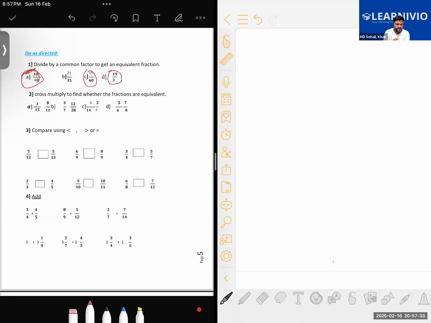Try to complete this worksheet as soon as possible. Once you complete the worksheet, then I will be taking some extra questions that will help you in the exam. So our primary aim right now is to quickly complete this worksheet.